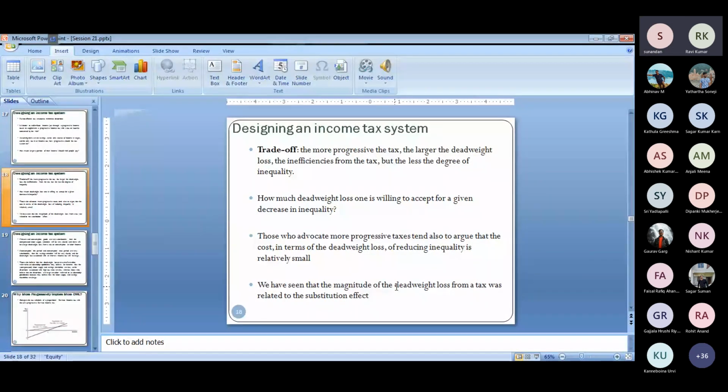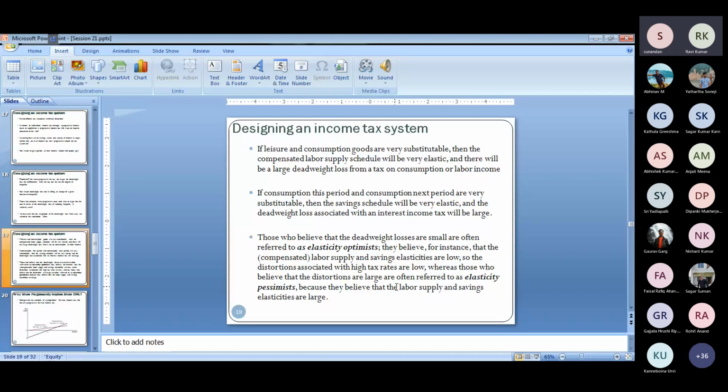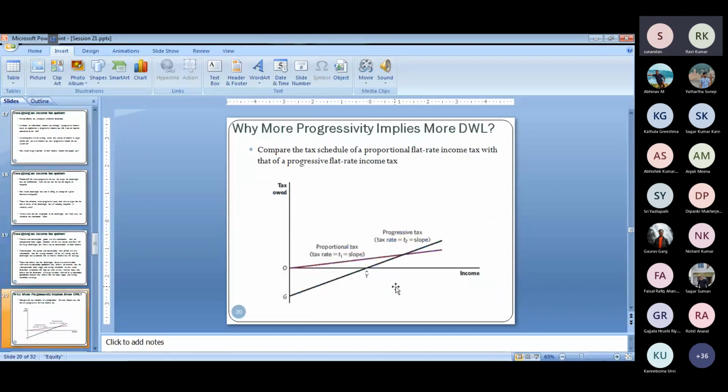What we have seen so far is the deadweight loss related to the substitution effect. There is a group of people whom we call the elasticity optimists, who believe that these elasticities of labor supply or savings are quite low, and hence the distortions are low. On the other hand, there are people we call elasticity pessimists, who believe that these elasticities are high.